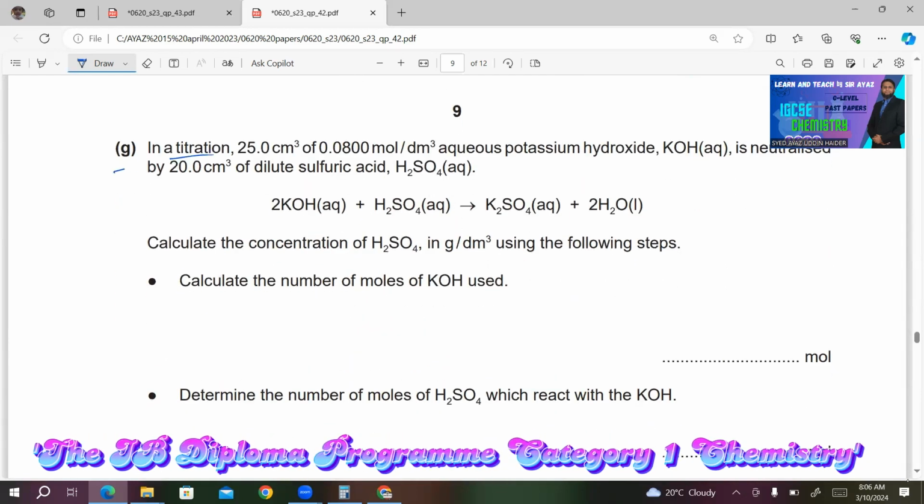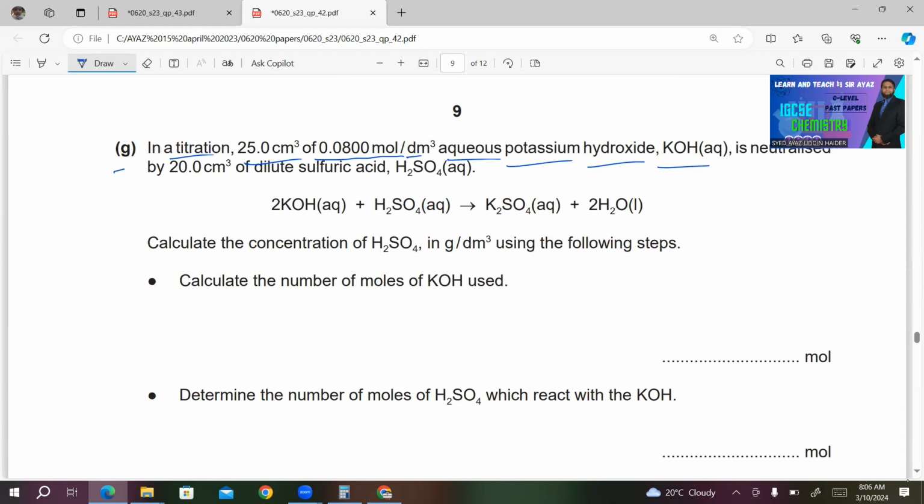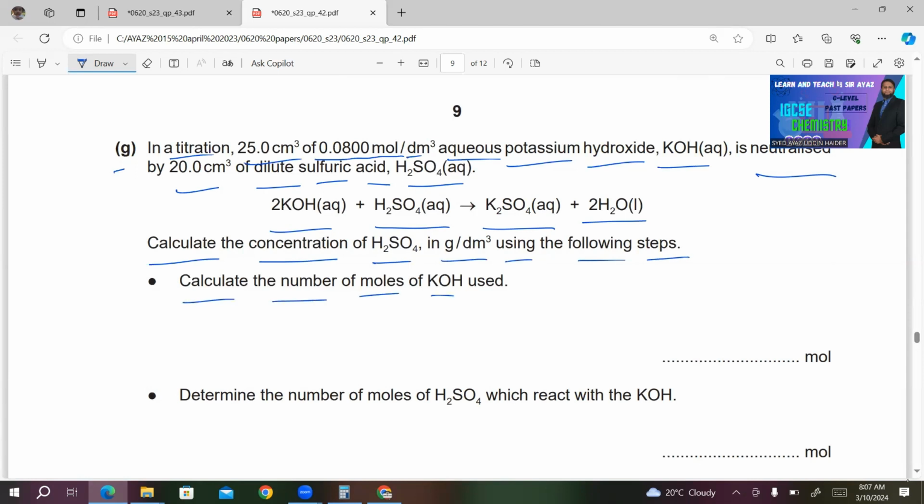G. In a titration, 25 centimeter cube of 0.08 mole per dm cube aqueous potassium hydroxide, KOH aqueous, is neutralized by 20 centimeter cube of dilute sulfuric acid, H2SO4 aqueous. This is the reaction equation: 2 KOH aqueous plus H2SO4 aqueous gives K2SO4 aqueous plus 2 H2O liquid. Calculate the concentration of H2SO4 in gram per decimeter cube using the following steps. Calculate the number of moles of KOH used.